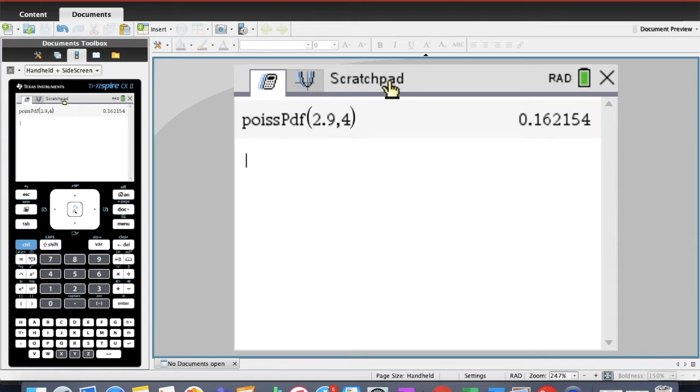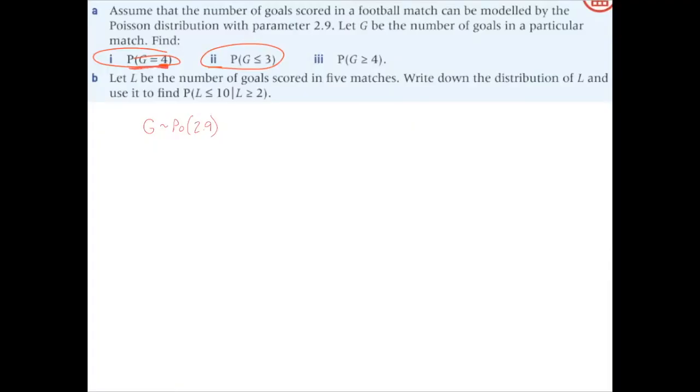Let's go back to the question. So the probability that G was equal to 4 specifically is 0.162. I think 3 sig figs is okay there. The parameter was given as 2, so you could do 2, but I think 3 is fine here. So 0.162. That was part I.